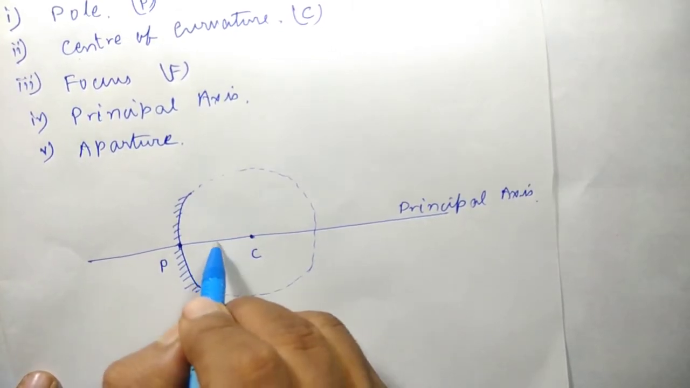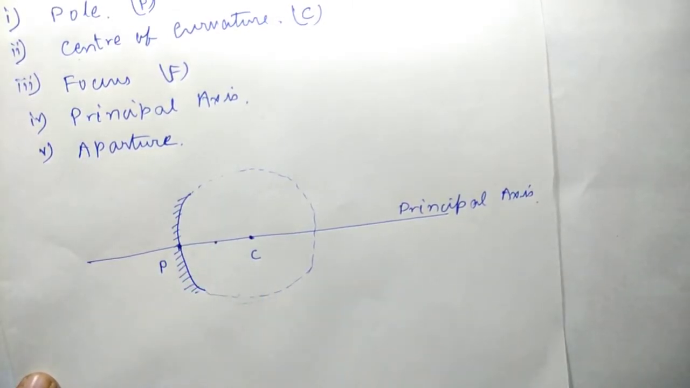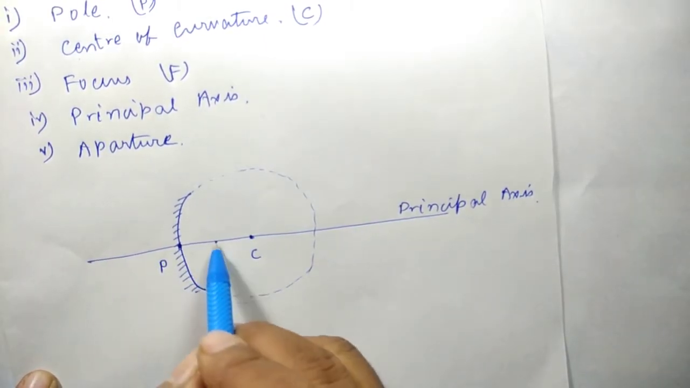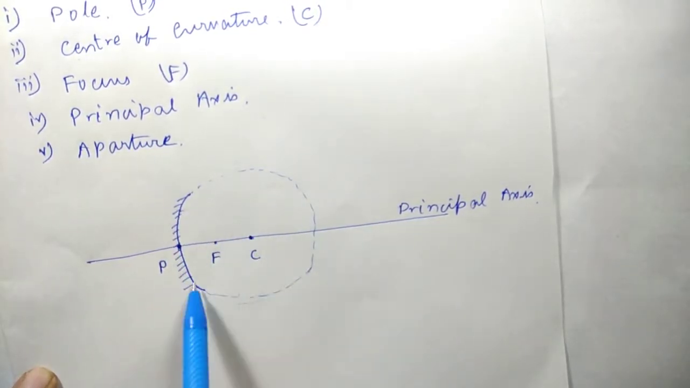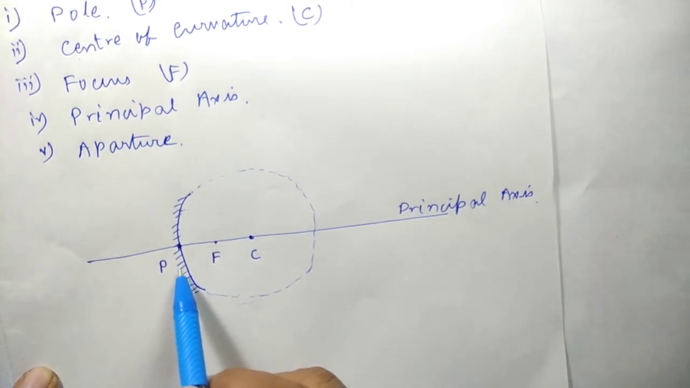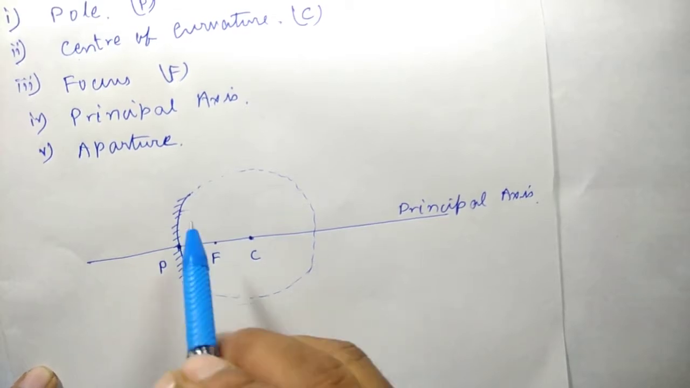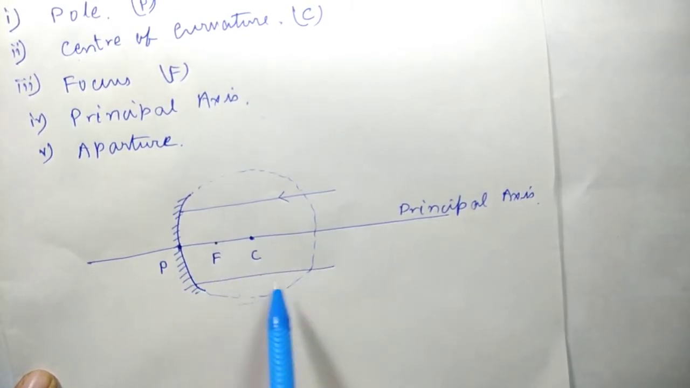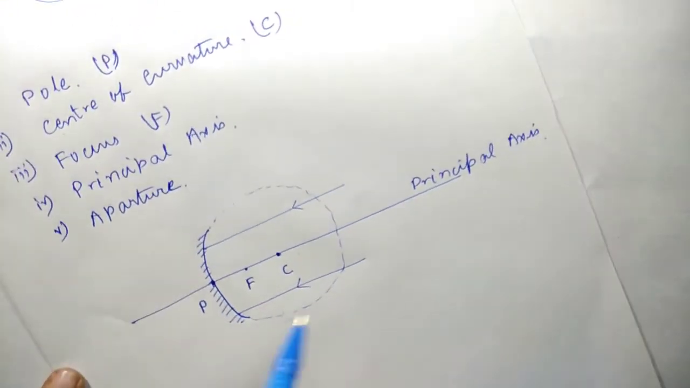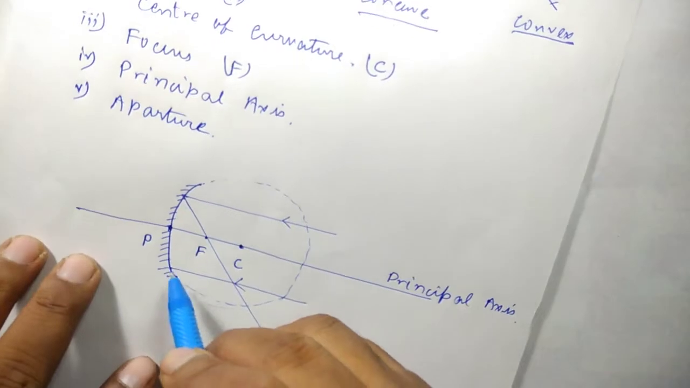And exactly the midpoint between P and C is called the focal point, which is denoted as F, which is defined as the point where all the paraxial beam after getting reflected from the mirror converges to. What is a paraxial beam, by the way? Paraxial beam is nothing but the beam or the ray which is parallel to the principal axis. So this is my paraxial beam and they must go through the focus like this and like this.